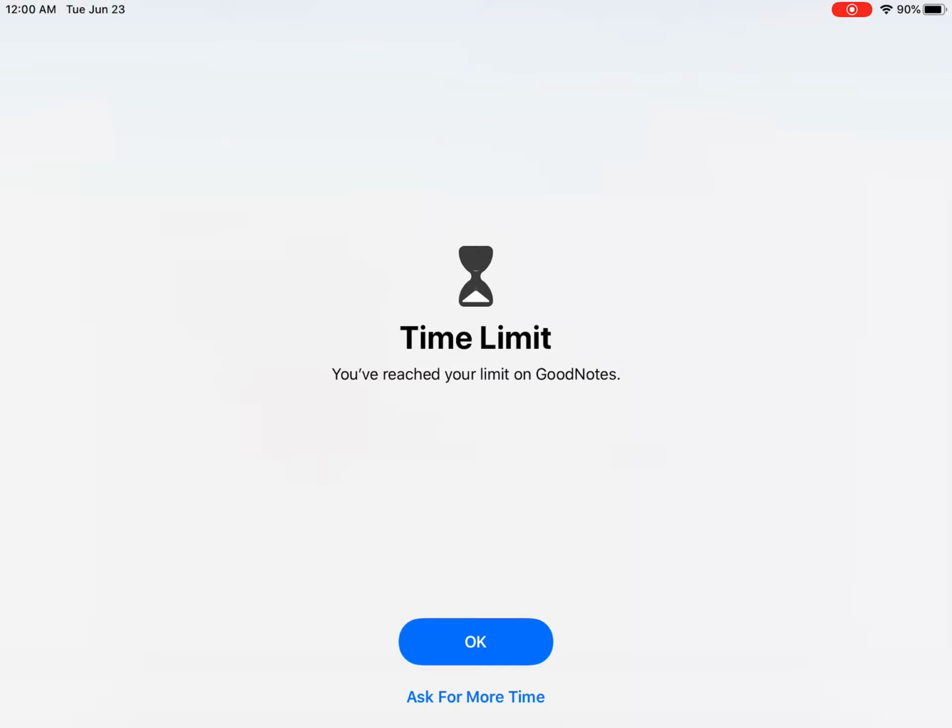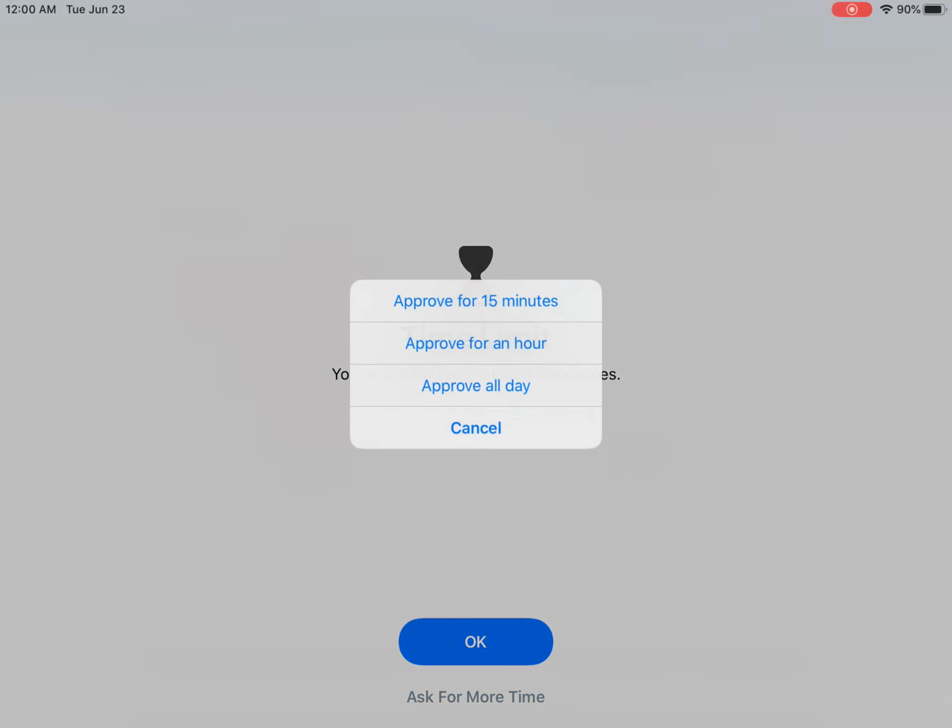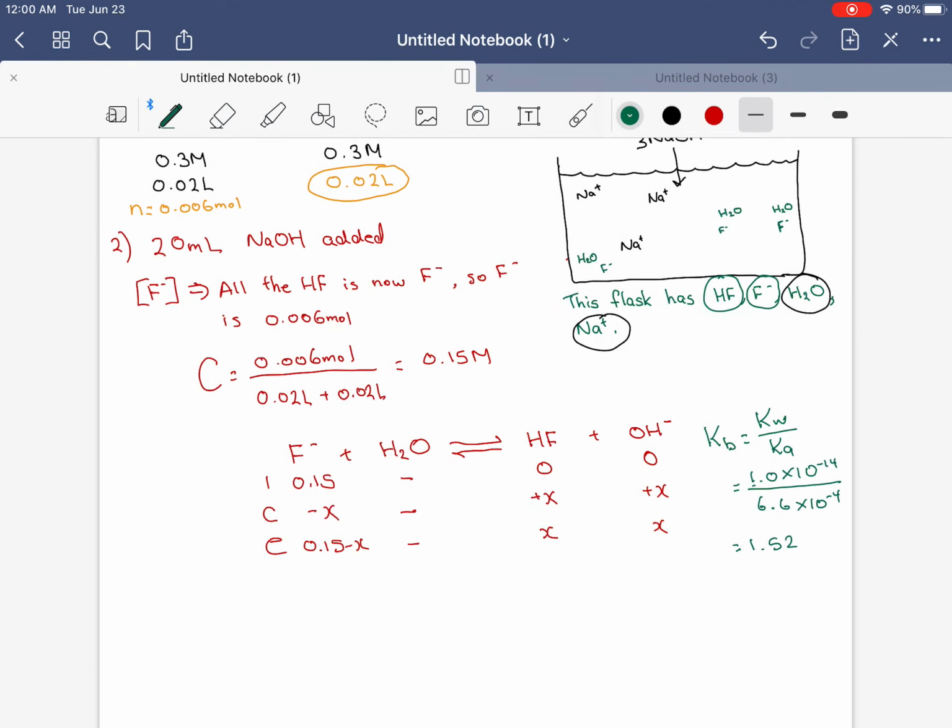Kb is 1.52 times 10 to the power of negative 11. That is Kb. In most CRC handbooks, you're never going to get Kb. Usually they give you Ka. If you need to find Kb of the conjugate base of that acid, you need to do the calculation yourself. And you know, the CRC handbook is betting on the fact that if you know how to read the CRC handbook, you know how to make that conversion. All right, so let's put this together. 1.52 times 10 to the power of negative 11 is equal to x times x divided by 0.15 minus x.